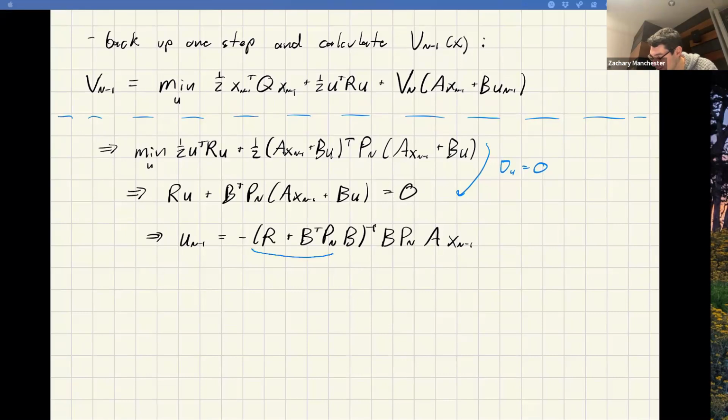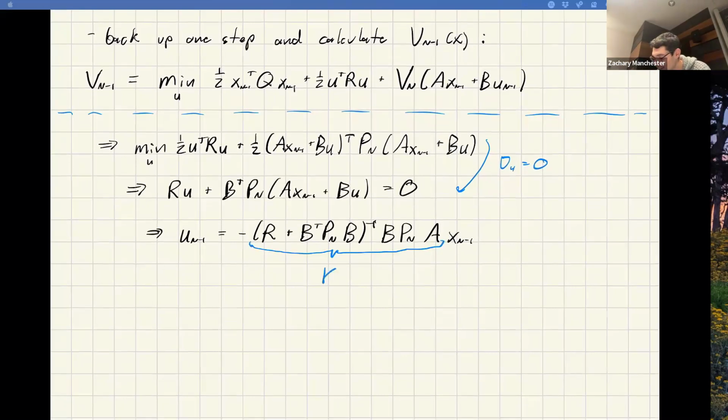And we're going to start putting some labels on some things. This thing that multiplies the x, we're going to call K_{n-1}. This is a feedback policy now that's giving me u as a function of x. Is this starting to look familiar to anyone? Interesting. What's going on? Okay, so I did that.